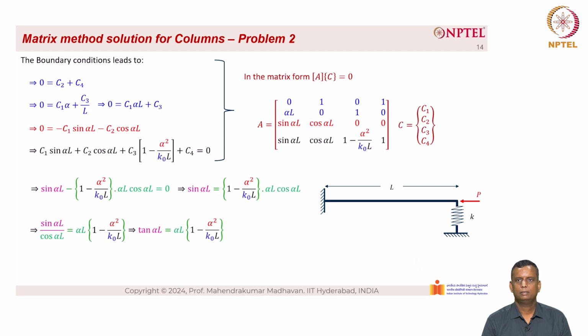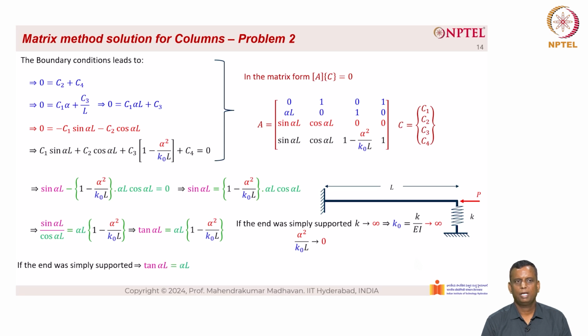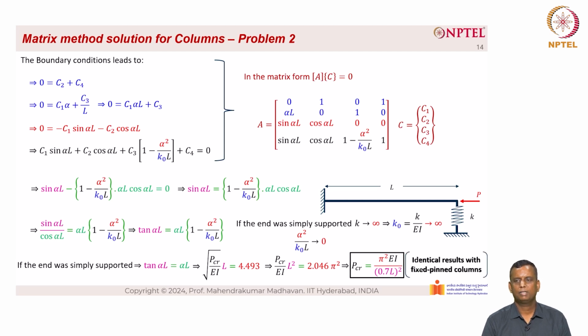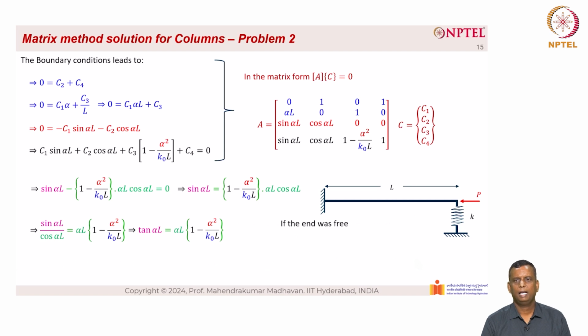So if you look at this column, we have one end of the column which is fixed, and the other end of the column is resting on a linear spring whose stiffness is k. So if the end of the column was simply supported, we have k tending to infinity, which means that k naught also tends to infinity, which gives rise to this value, alpha square divided by k naught L, tends to 0. So if the end was simply supported, tan alpha L equal to alpha L, which means that root of P critical by EI into L is equal to 4.493. When we simplify this further, we have P critical by EI into L square is equal to 2.046 pi square. So P critical becomes pi square EI by 0.7 L the whole square, which is identical with the fixed and pinned columns. What if the k has a different value?